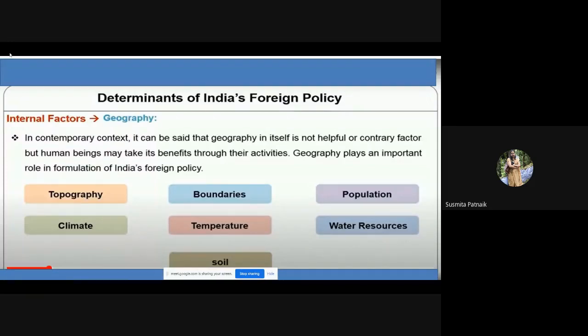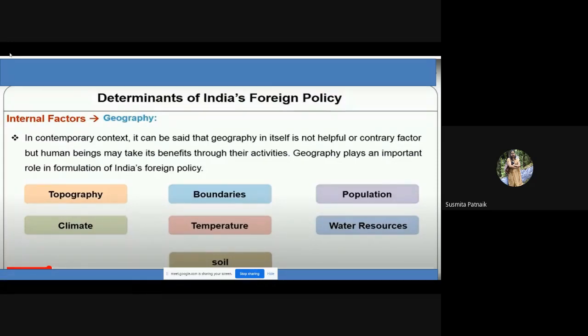If the country has a large population, then the country cannot develop. The foreign policy of a country cannot develop. If there is a problem in the water resources of a country, just like there is always a problem between India and Bangladesh, there is a large water dispute between India and Bangladesh.